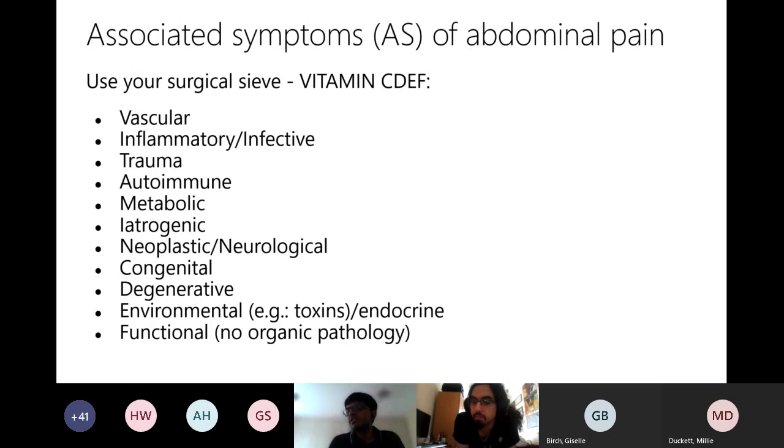So livedo reticularis. What would you be worried about if a patient with abdominal pain had livedo reticularis specifically? As in, that's not one of the important ones, but since you put it, I might as well quiz you on it.